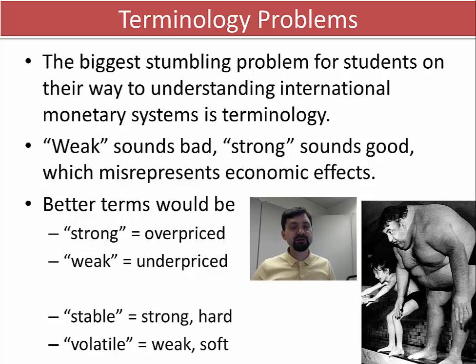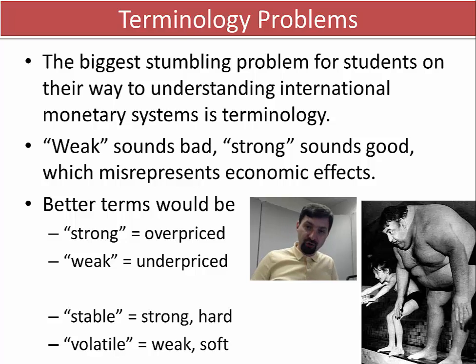People like to refer to currencies as strong and weak. So, for example, the dollar is a strong currency. The euro is a strong currency. But, for example, the Russian ruble is a weak currency. And that is not correct. The problem here is that strong and weak have this emotional meaning. So strong is good, weak is bad, right? So we don't like weak and we like strong.